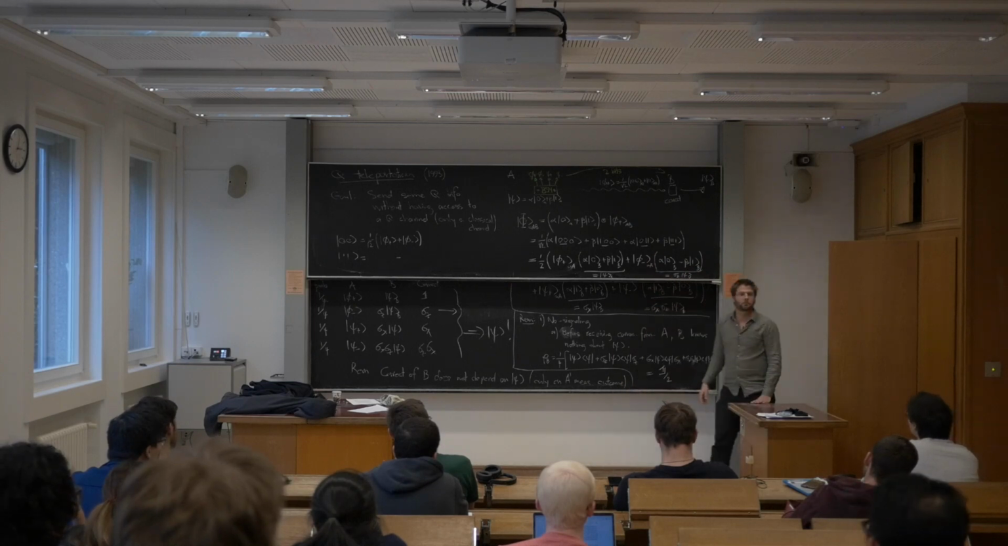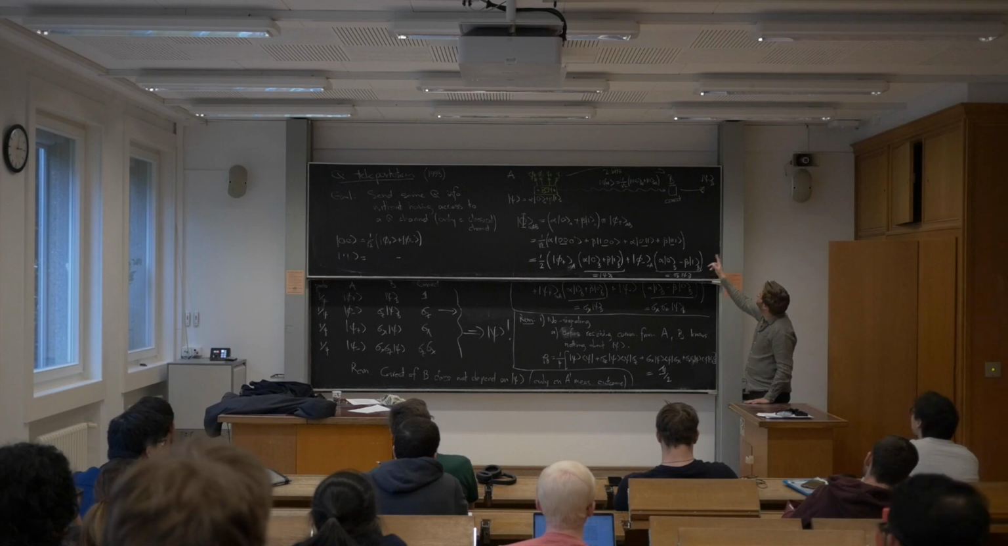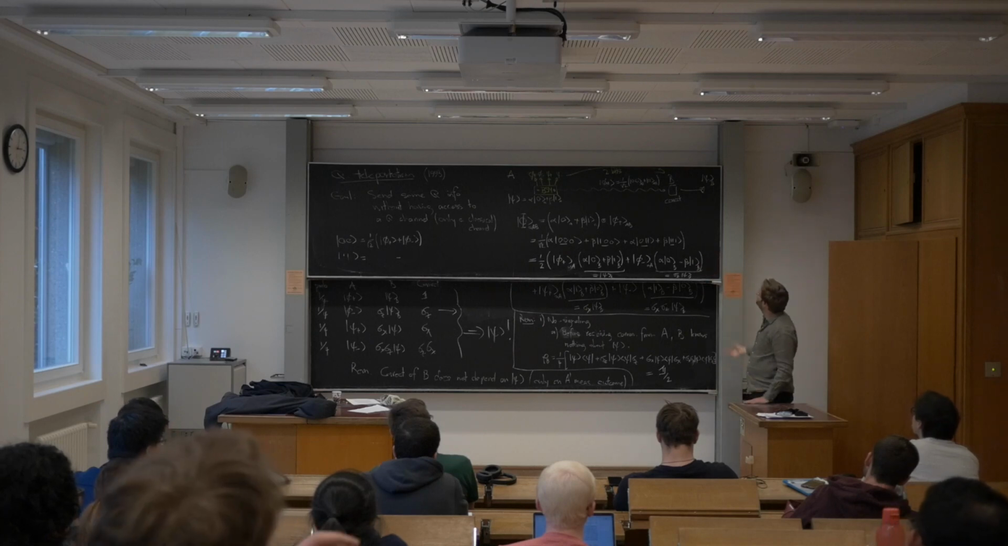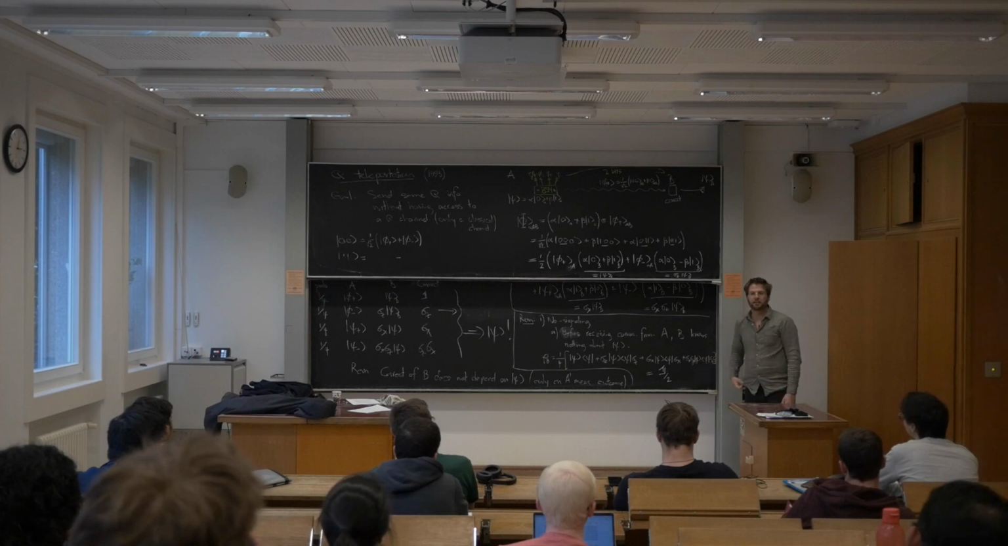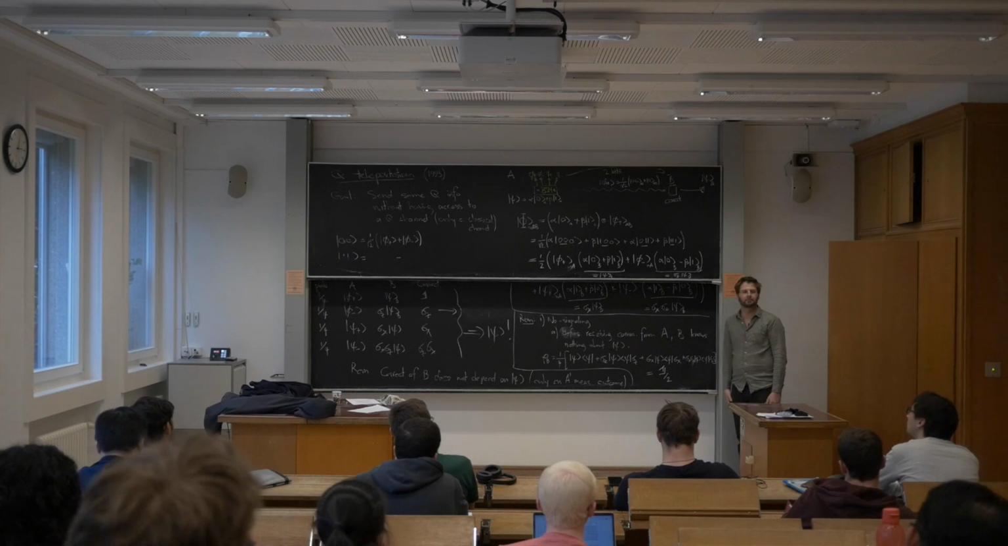Right? And so then, how do I describe that reduced state of Bob? Well, it's half of a maximally entangled state, right? And so what is the reduced state of half of a maximally entangled state? Well, it is the identity, right?